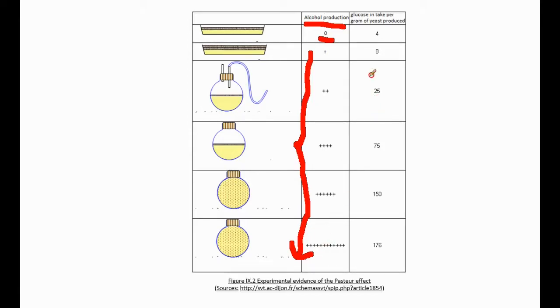The other thing is the glucose intake. So how much glucose is used by the yeast. That's what we have on the right, but we'll mainly focus on the left column. Let's now have a look at the different conditions in which these experiments were carried out.